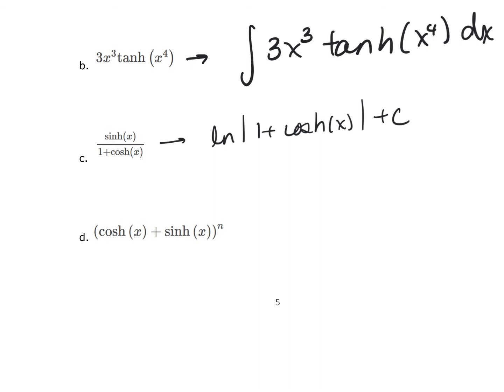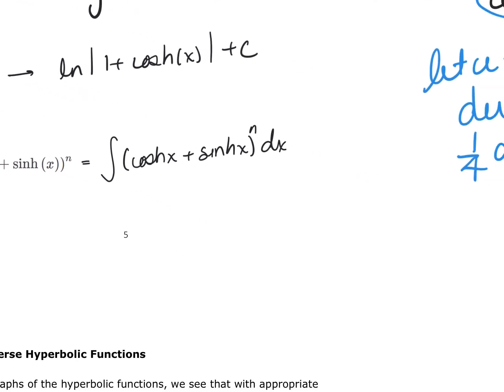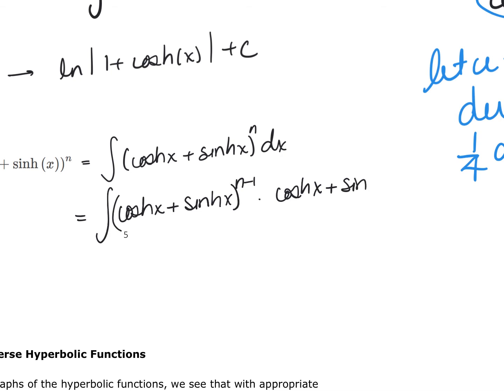Now this last problem is a little interesting. What I'm asked to do is to integrate the hyperbolic cosine of x plus the hyperbolic sine of x, dx, raised to the nth power. Now, if I rewrite this as the integration of the hyperbolic cosine of x plus the hyperbolic sine of x raised to the n minus 1, multiplied by the hyperbolic cosine of x plus the hyperbolic sine of x raised to the 1, dx, I haven't really changed anything.